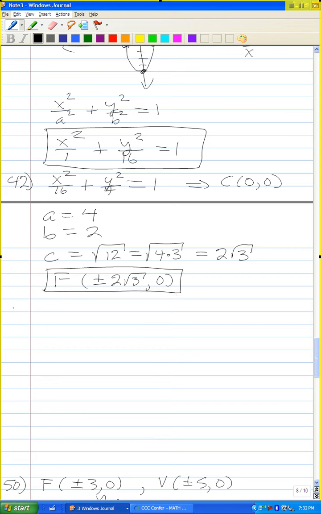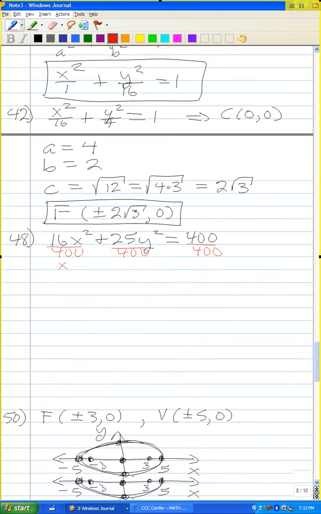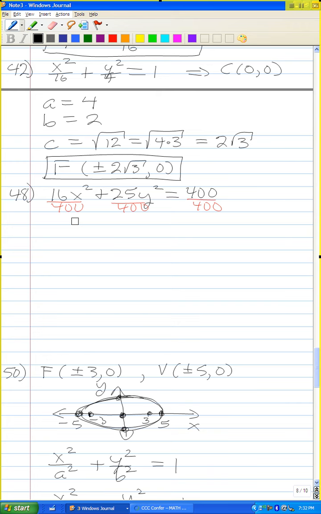Let me do problem number 48. 16 x squared plus 25 y squared equals 400. Divide both sides of my equation by 400. So x squared over 25 plus y squared over 16 is equal to 1.